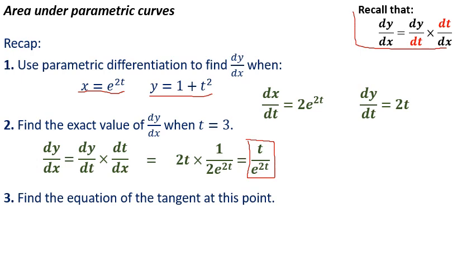But in this case, all we need is the gradient when t equals 3. So substitute 3 in, and we get 3 over e to the 6. You could write it 3e to the minus 6 if you prefer.